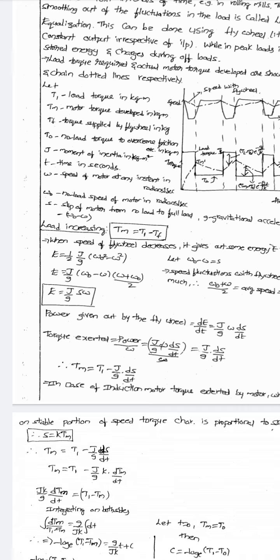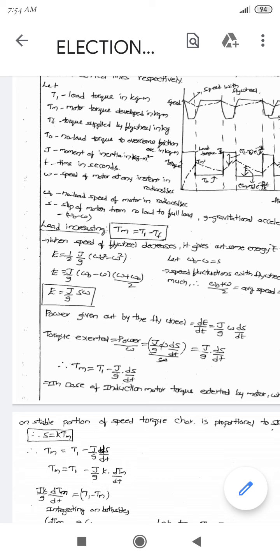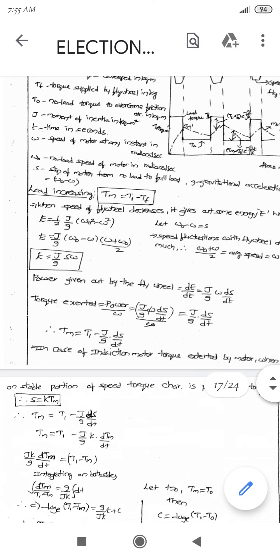Therefore the total torque exerted is equal to power by omega. You just have to write that power equation divided by omega. Then I do the cancellation, and the remaining expression is J by g into ds by dt. Therefore Tm is equal to TL minus J by g into ds by dt. That is for the freewheeling supplied by the load torque.